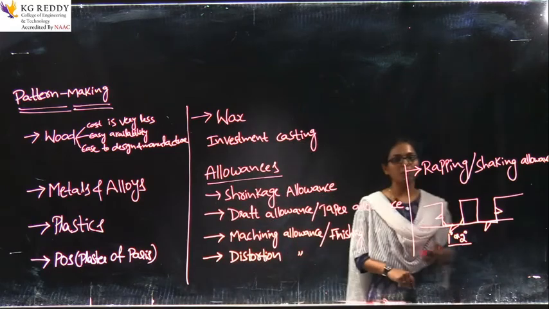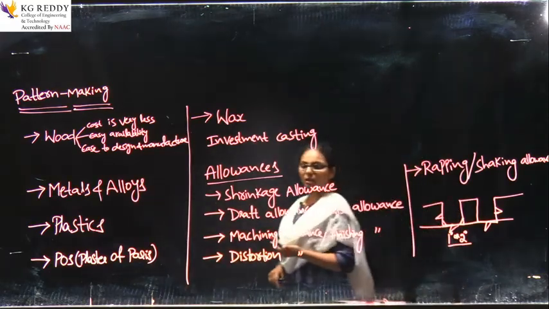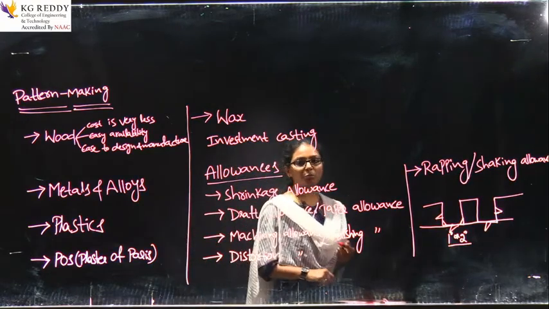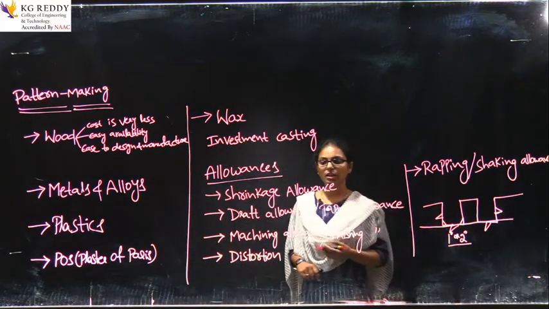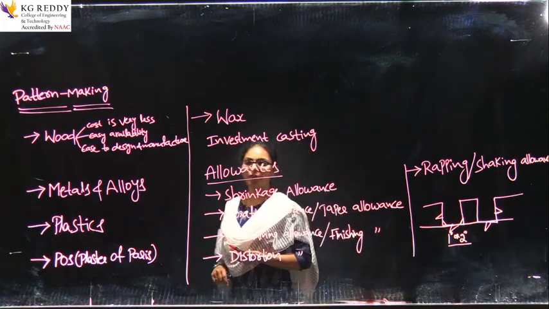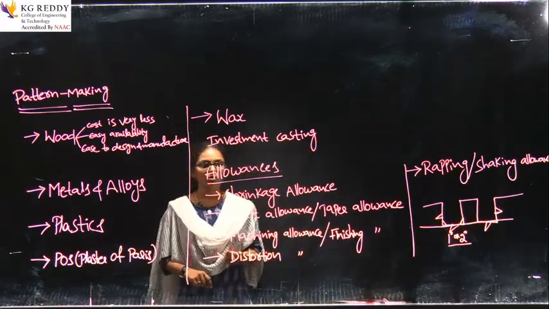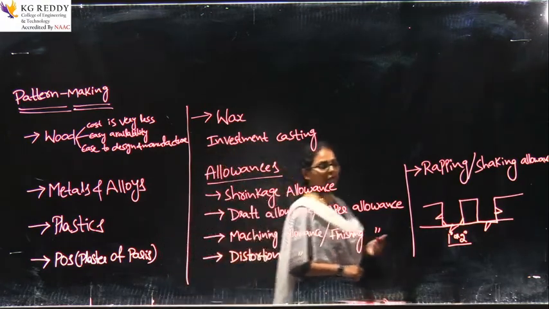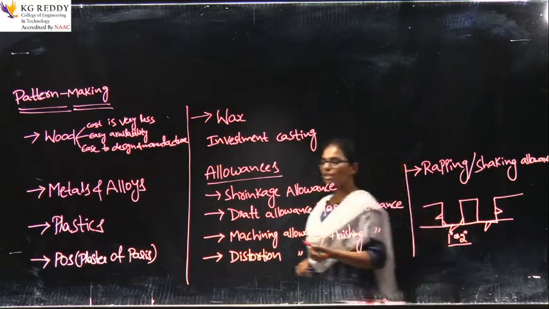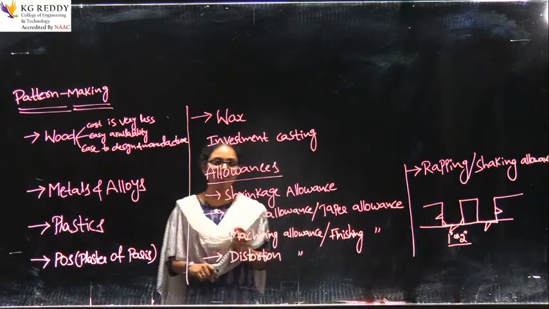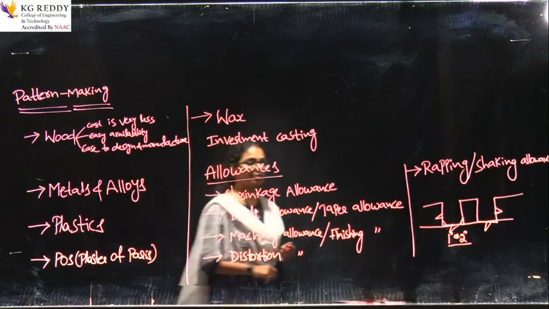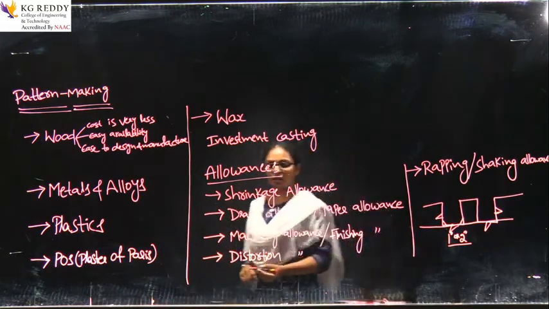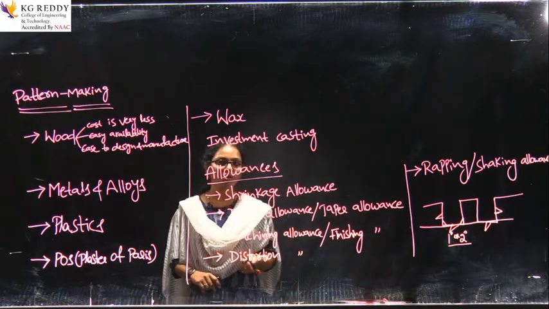So, next one is machining allowance or finishing allowance. Based on the requirement of the product, we want an accurate product or precise component. For that we have to perform finishing operations. Any type of machining operation we have to perform. So, for that we have to provide machining allowance. Based on the size and the type of the material we have to provide machining allowance or finishing allowance.